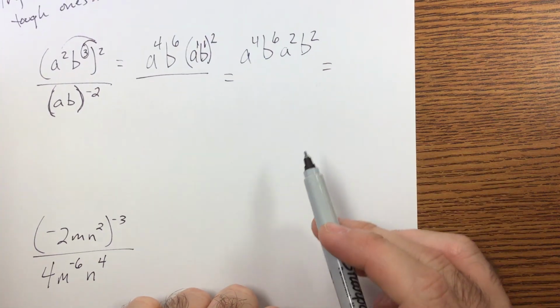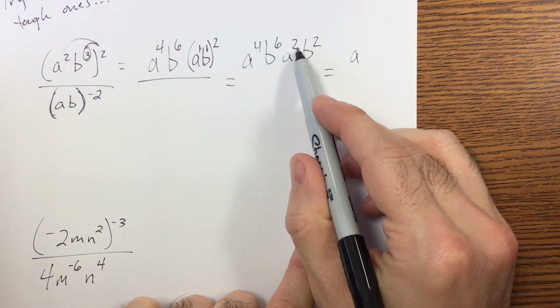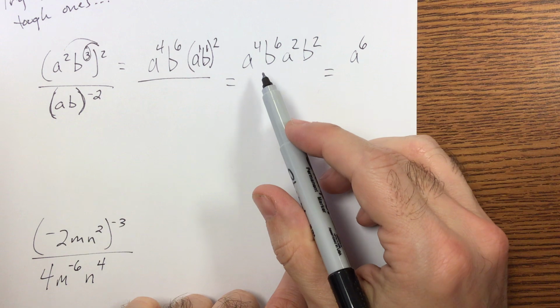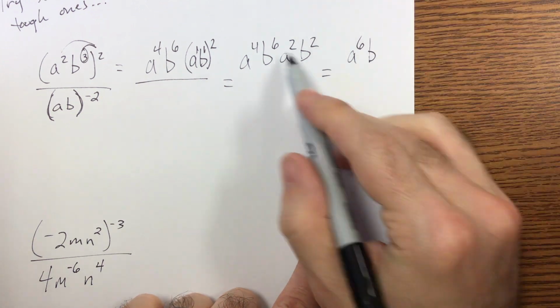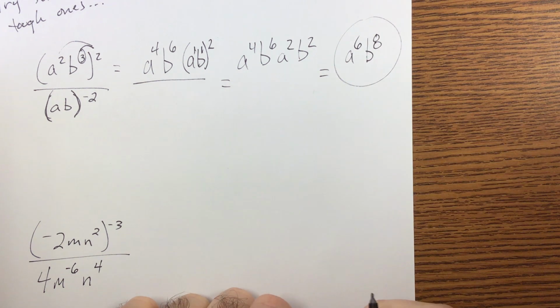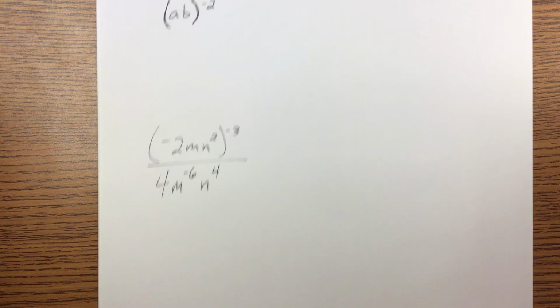And now let's combine our like terms. How many total A's do we have? 4 here, 2 here. That's a total of 6, because when we multiply, we add. How many total B's do we have? 6 and 2, that's a total of 8. Some trickiness in that problem with that negative on the bottom. Let's look at this one.